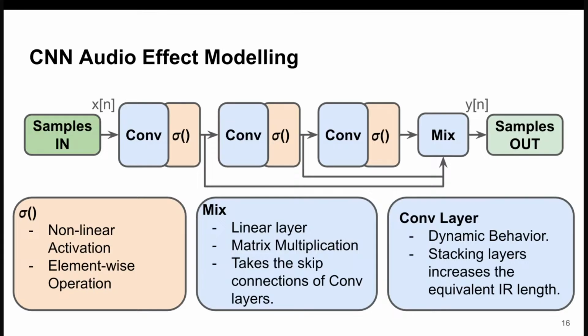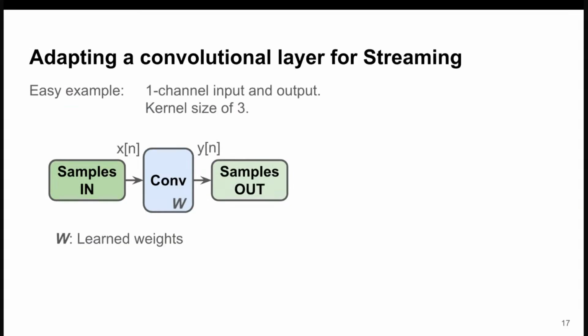So what we need to look into in more detail is the convolutional layer, and try to understand how we can implement this in a streaming fashion and what kind of modifications we need to make. Because again, the convolutional layer is the layer that actually aggregates samples through time. So let's start with a very simple example.